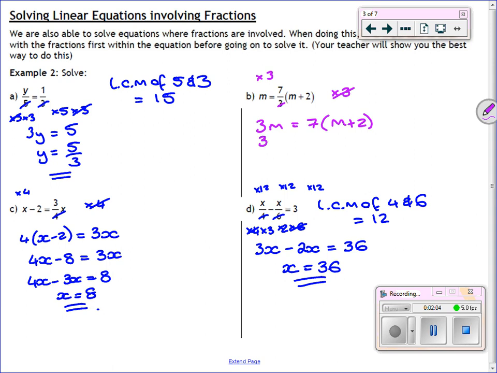So that's going to give me 3m is equal to 7m plus 14. Let's move things across. So we get 3m minus 7m, which is minus 4m, is equal to 14. Then I'm going to divide both sides by minus 4. So I get minus 14 over 4, which we must always simplify our fractions down, gives me minus 7 over 2.